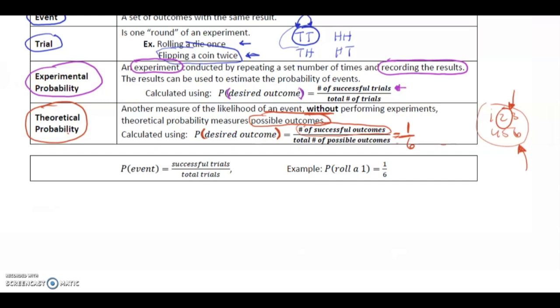Okay, now we can write probability, and you'll see me write it like this: the probability of, and then whatever event or whatever desired outcome I want. And it's going to be the number of successful trials over the total number of trials. For example, the probability that I roll a 1 out of 6.